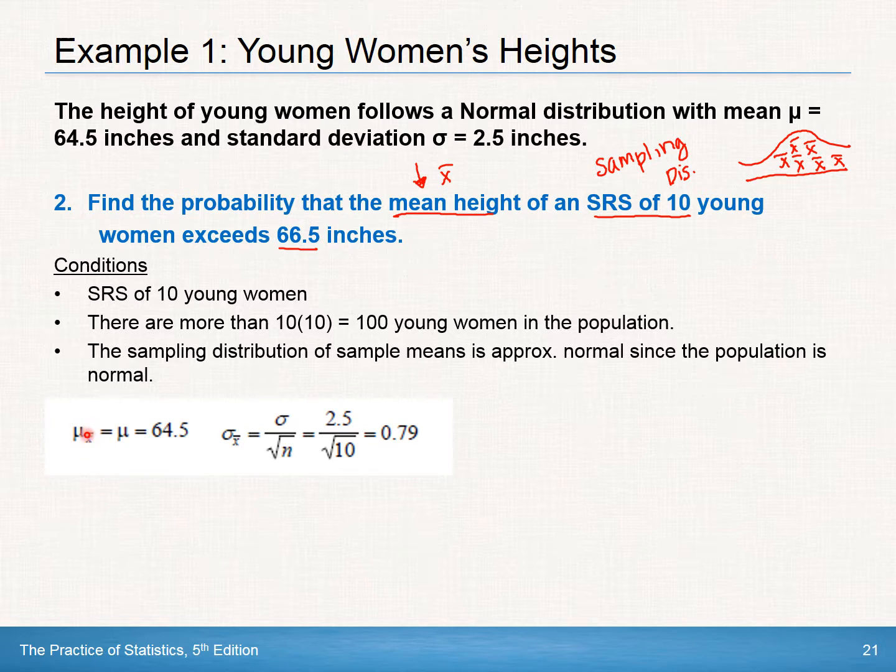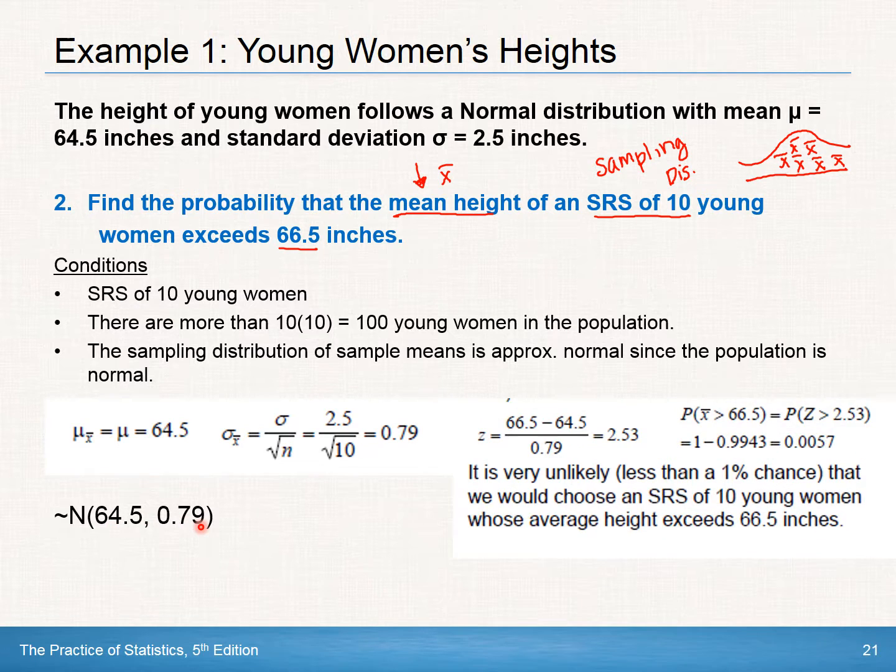Number 1, you have to find the mean and standard deviation. Remember the mean of your sampling distribution is the mean of the population. So the mean of X bar is 64.5. Use the notation correctly. X bar, I'm looking at a sampling distribution. Standard deviation of the sampling distribution is 2.5 over the square root of 10. You have to show that work. Okay, equals 0.79. All right, so the average height of the sampling distribution is 64.5. The standard deviation is 0.79, which is much smaller than my 2.5. Okay, so I know it's approximately normally distributed, mean of 64.5, standard deviation of 0.79.